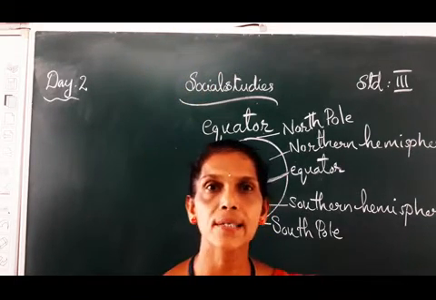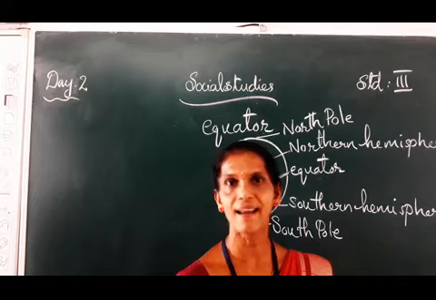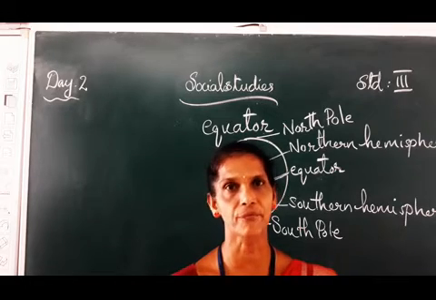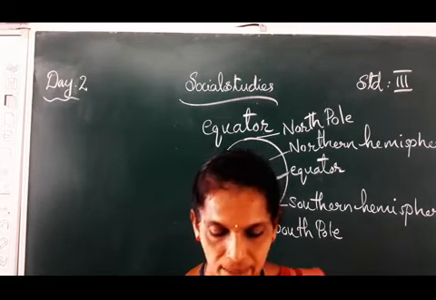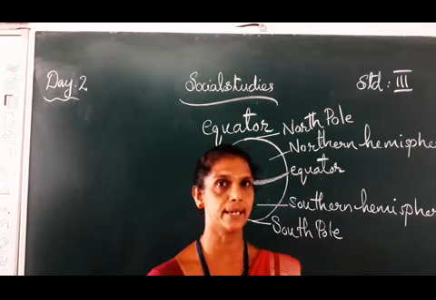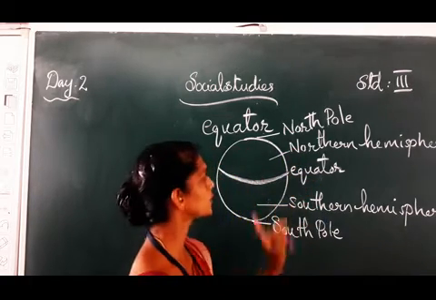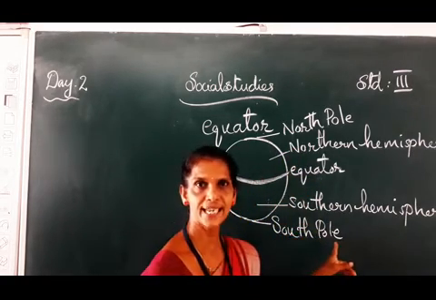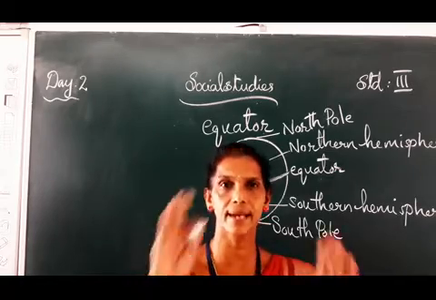So what is the equator? It is an imaginary line passing through the center of the earth. Okay, the equator divides the earth into two portions. Which are the two portions? Northern hemisphere, southern hemisphere. What does hemisphere mean?